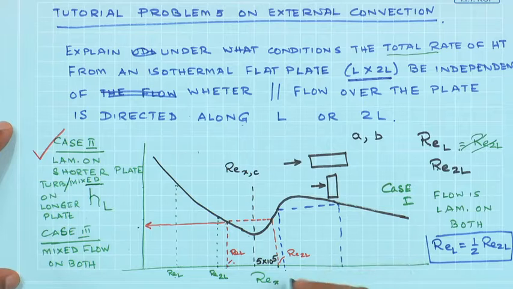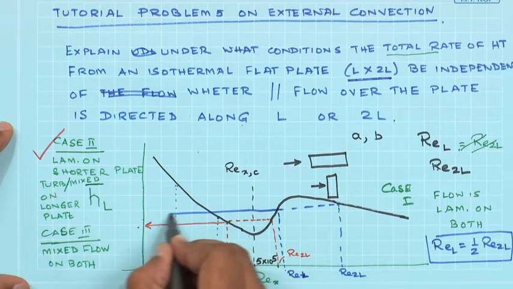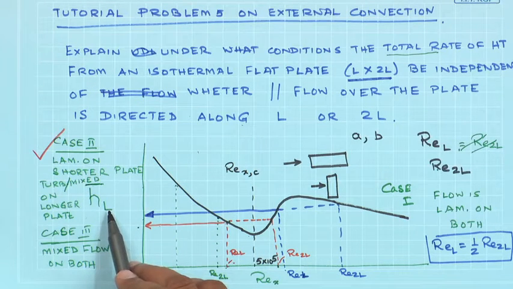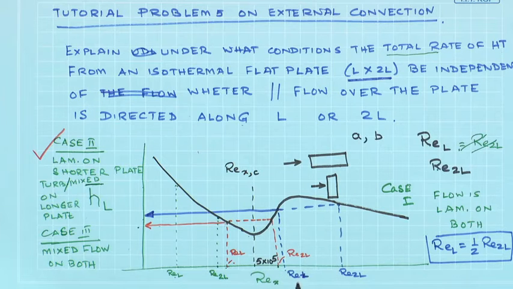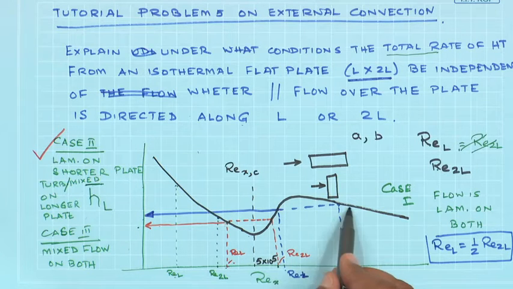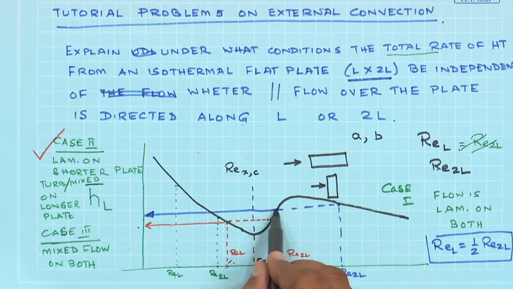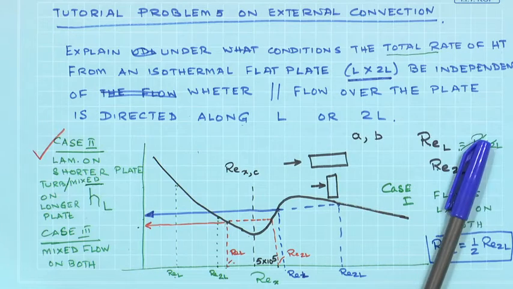this is the other. So, if this is my Re_L and if this is my Re_2L, then both of them may give rise to the same value of h bar L. So, if both are mixed for Re_L as well as, of course, at Re_2L, the nature of the h_L variation with Reynolds number would allow the possibility that the value of h would be the same in both cases. So, I think I have considered all possibilities.